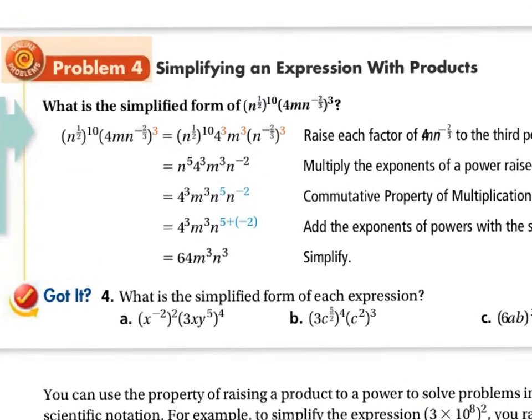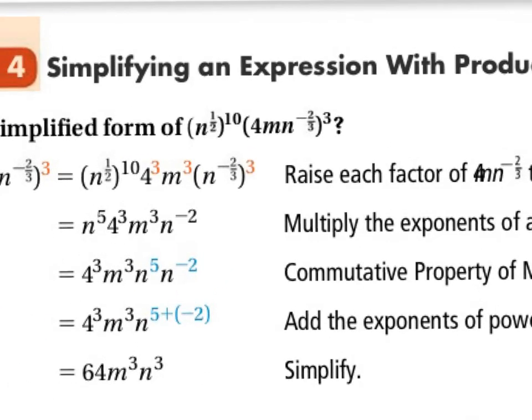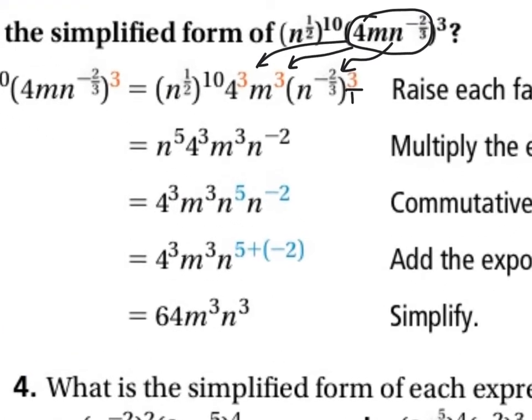So basically it kind of just is more about the second part. This whole thing is to the 3rd power. So if you're doing it the book's way, each part of this has to get cubed. So the 4 cubed, m cubed, n to the negative 2/3 cubed. And then they just worked it out from there.